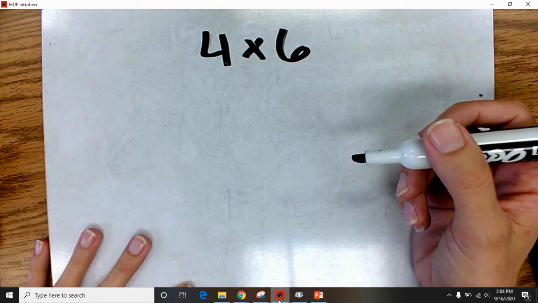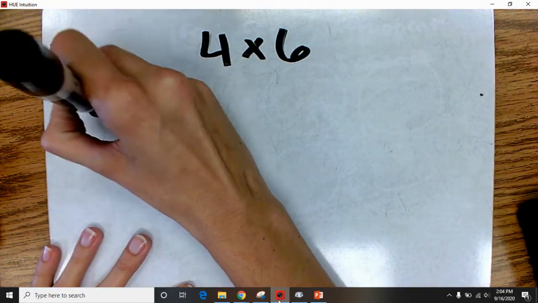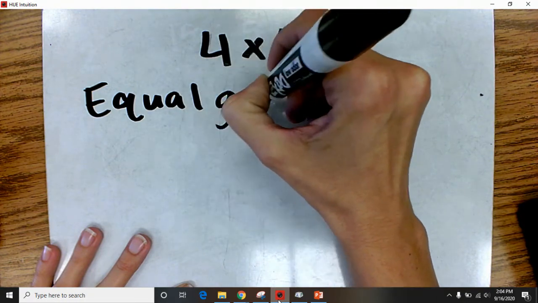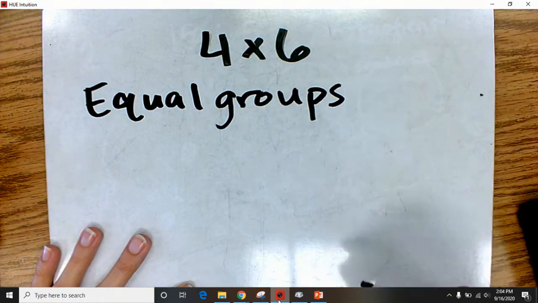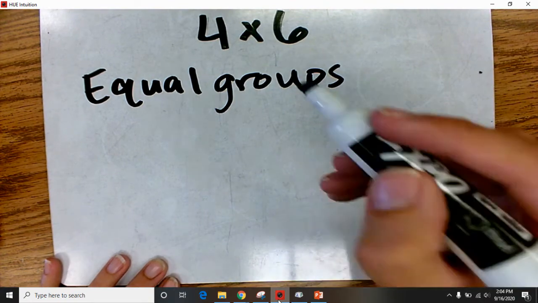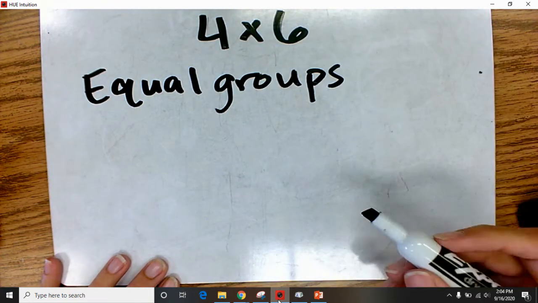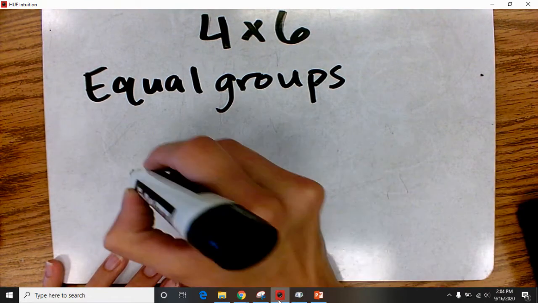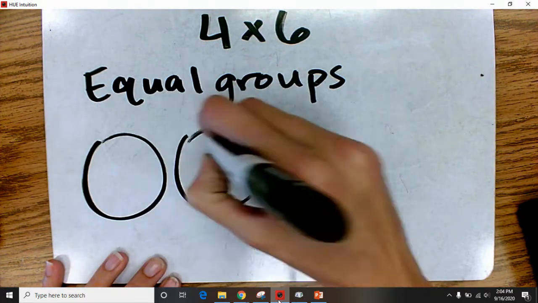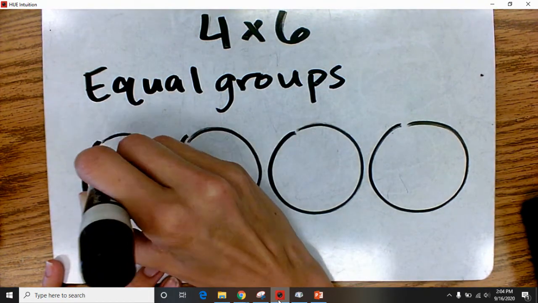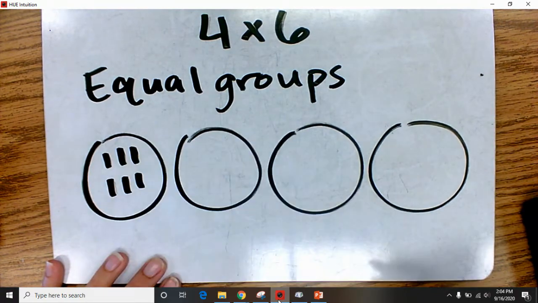So there are a few different strategies you can use to figure out the answer. One of them is called equal groups. Equal groups is basically a way to draw this multiplication problem to find the answer. So what that means is you can draw 4 groups and put 6 dots or tally marks or whatever in each group like this. 1, 2, 3, 4. There's my 4 groups.